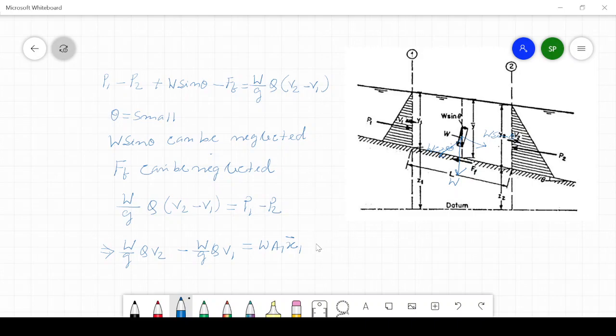P2 is equal to W A2 X2 bar. We are considering two sections. Remember, this is your section 1 and this is your section 2. We are comparing between these two sections. So A2 is the area at section 2. X1 bar and X2 bar are equal to what? Your distance of the centroid from the water surface. Okay?